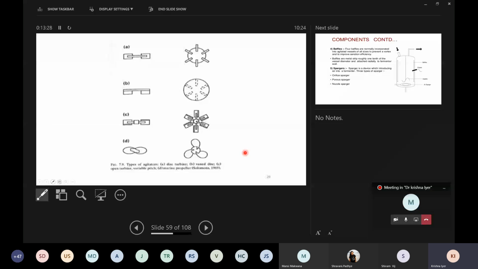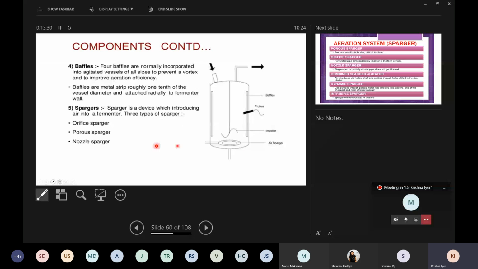Baffles are typically put on the side of what is called a fermenter, and their job is only one thing. When the liquid is being moved, it will always hit the baffle and then come out like this and create what is called turbulence. This will prevent vortex formation, prevent laminar flow, and ensure that the mixing efficiency is much higher.